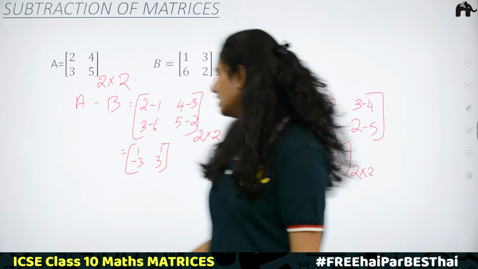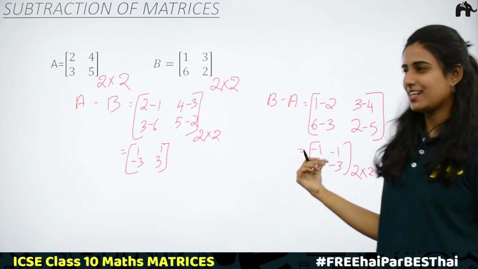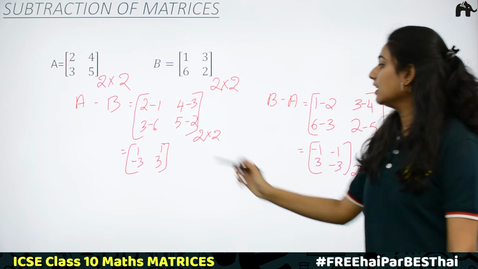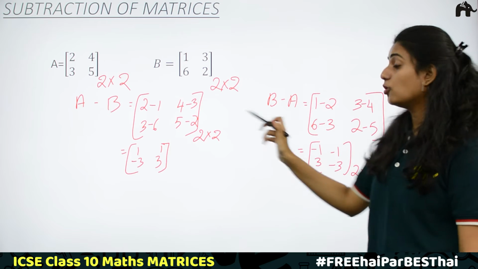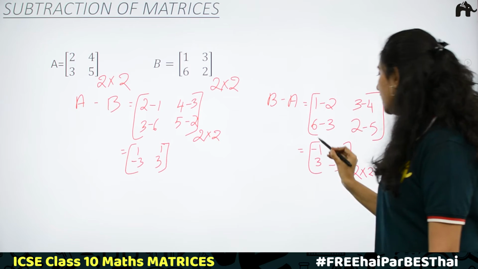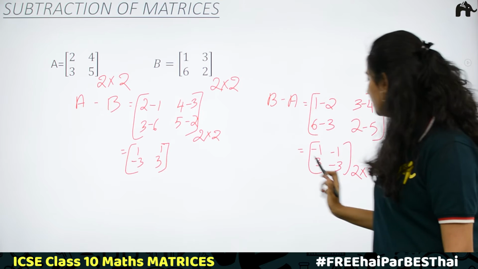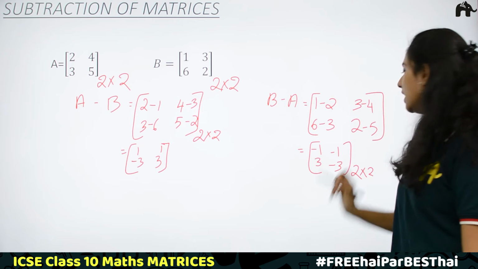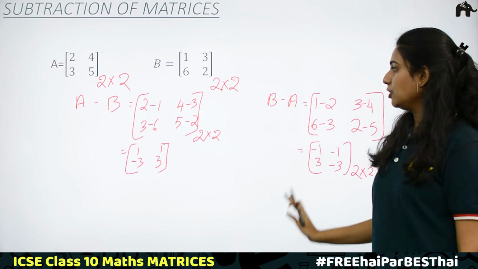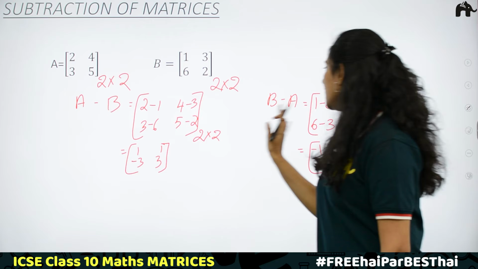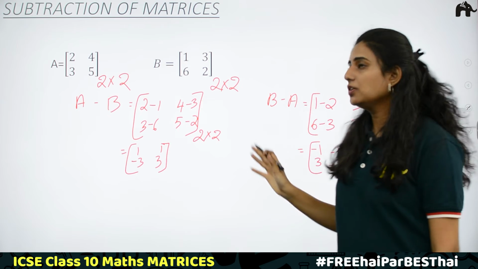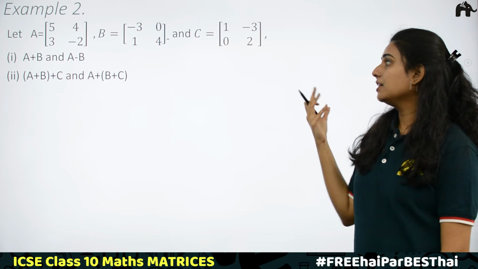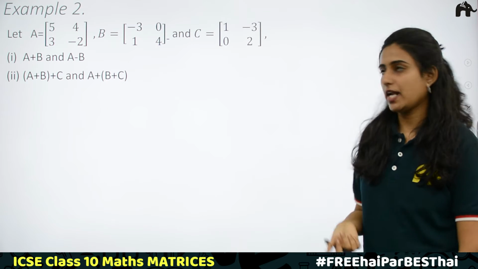What is the difference? We are just changing the signs, right? For a matrix A minus B and a matrix B minus A, the elements are the same. What is the difference? Here 1 becomes minus 1, minus 3 becomes plus 3, 1 again becomes minus 1, 3 becomes minus 3. Only this difference when you get A minus B and B minus A matrices. You understood the addition and subtraction of matrices? Yes? Let us take an example to do the addition and subtraction of matrices.